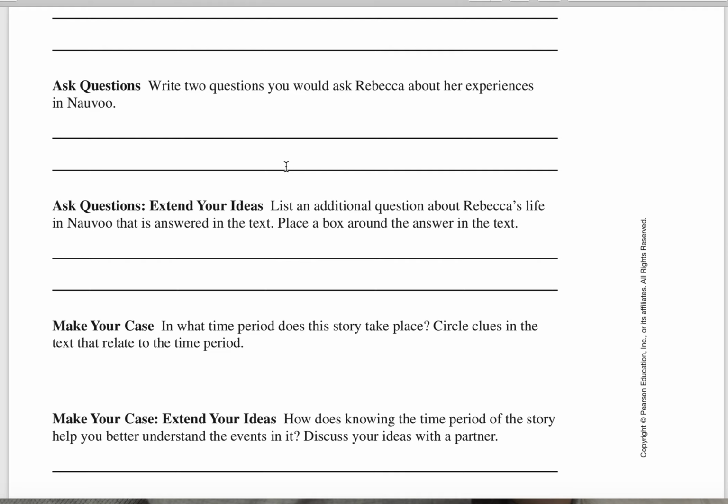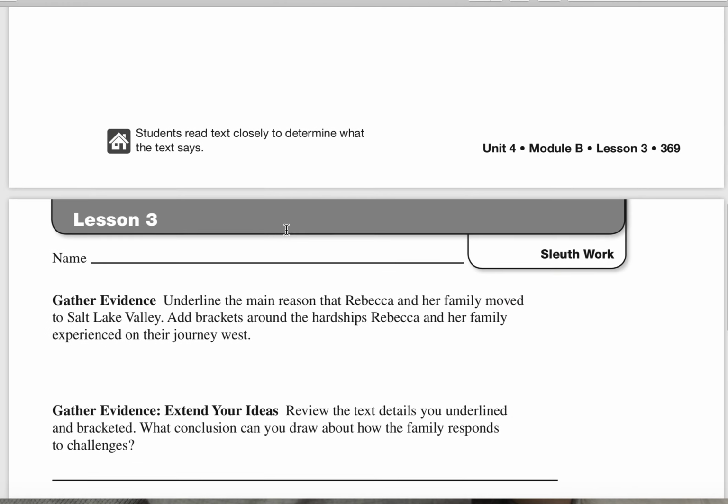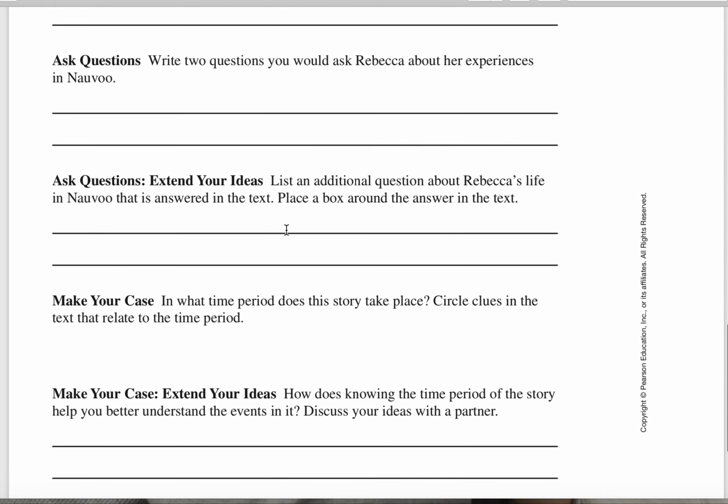Write 2 questions you would ask Rebecca about her experiences in Nauvoo. Remember, Nauvoo was back in her previous home where she was ridiculed and persecuted based on her religion. So I want you to be thinking about that. I also noticed that at one point she said she misses her friends there, but her dad says they didn't treat her the same because of her religion. So I want you to be thinking about things like that.